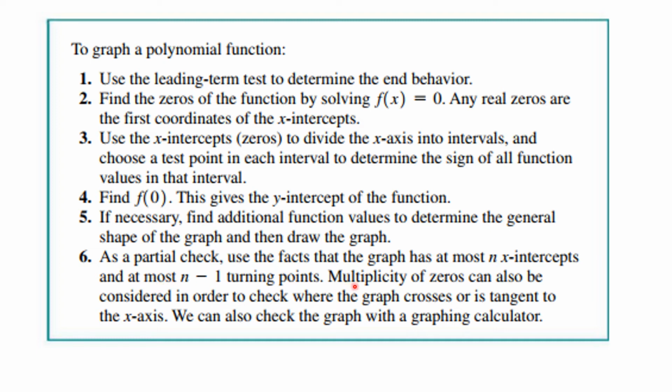And remember from the last lecture that the multiplicity of zeros can also be considered as a check, because the graph is going to be tangent to the x-axis if it is even multiplicity. It is going to cross the x-axis if it is odd multiplicity. You can also check with a graphing calculator if one is allowed on that problem.